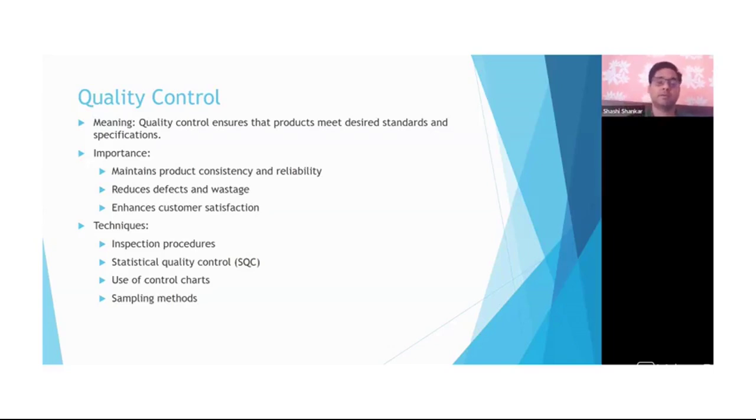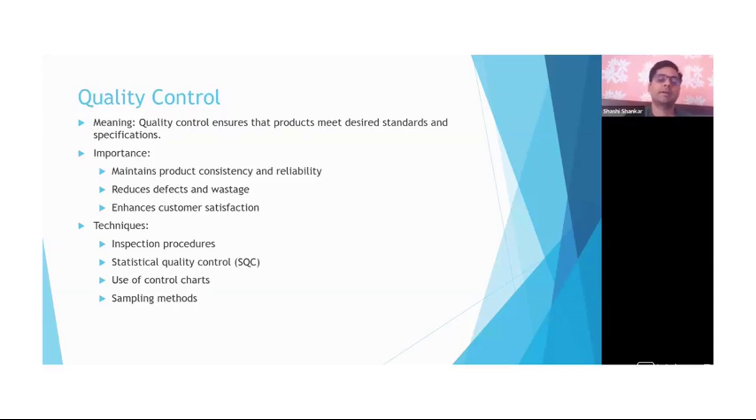What is the importance of quality control? So quality control is to maintain product consistency and reliability, reduces defects and wastage, and enhances customer satisfaction. That is most important. So ultimate goal of the quality control is to enhance customer satisfaction. All right. What all techniques that is used for the quality control? Very simple. The first technique, I would say, that is the inspection procedure. So inspect all, batch wise or maybe the product wise, depends upon the volume of the production.